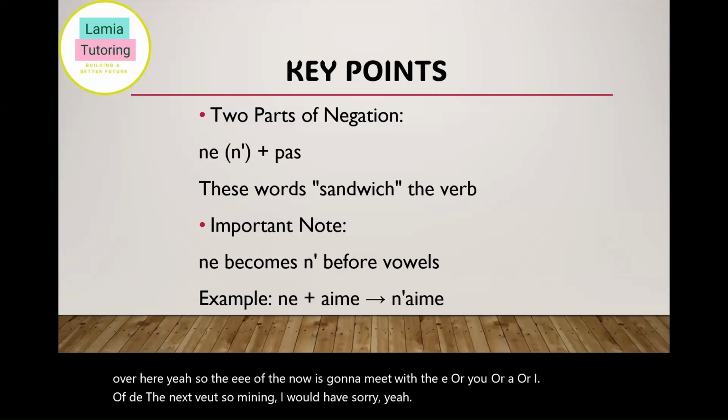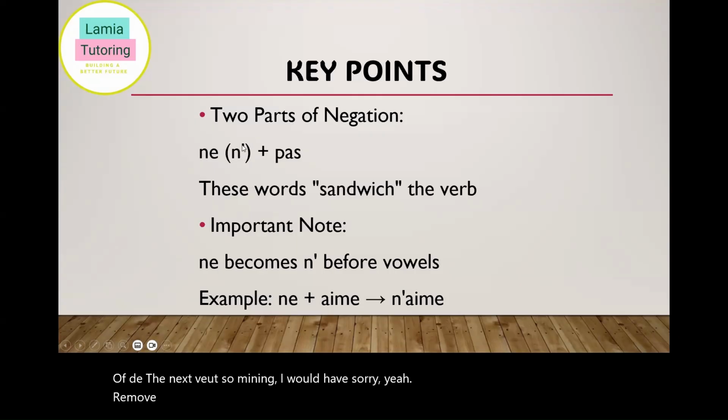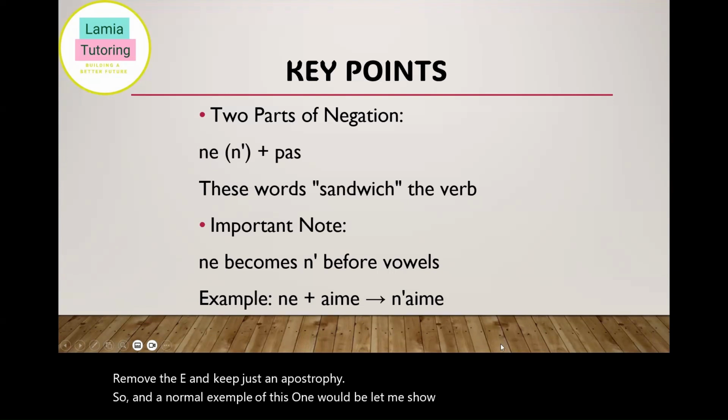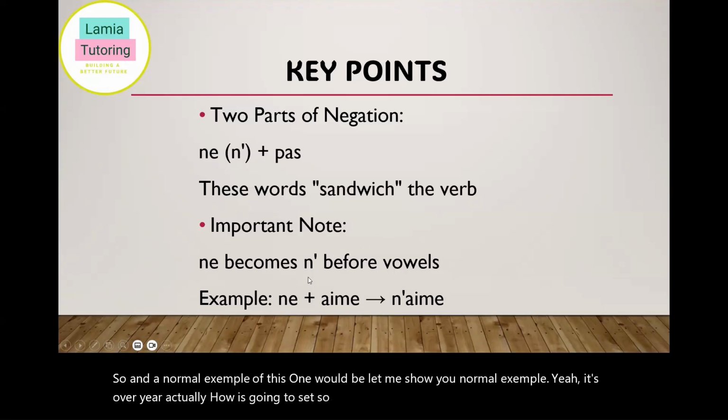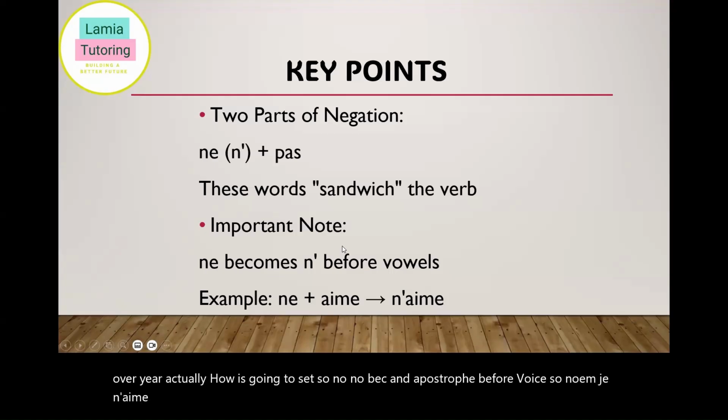So meaning I would have to remove the E and keep just an apostrophe of it. So a normal example of this one would be, let me show you. Normal example. It's over here actually. So ne becomes an apostrophe before voyelle. So ne aime, je n'aime pas. See what I mean? So it's not gonna be je ne aime pas. Another one would be, let's try another one.